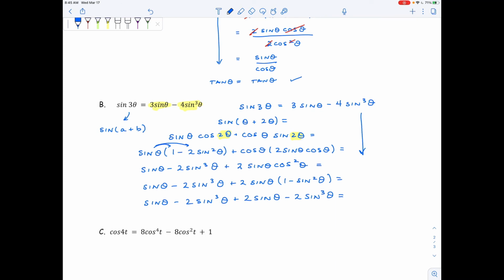We've got a sine theta that's going to combine with 2 sine thetas. That means you have 3 sine thetas. And then we've got a negative 2 sine cubed theta and another negative 2 sine cubed theta, which are going to combine to give us the result that we want. And we'll close out with a final statement showing the equality of those two.